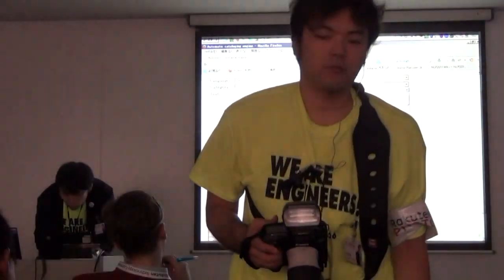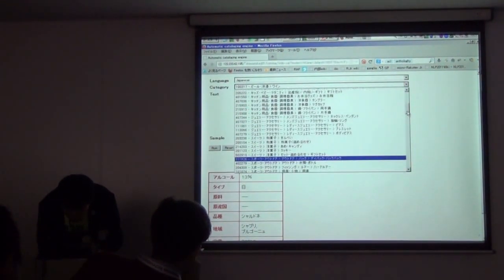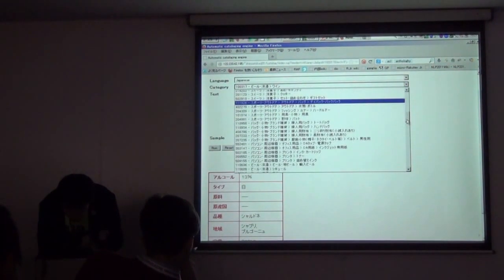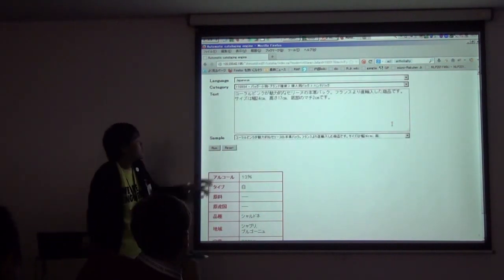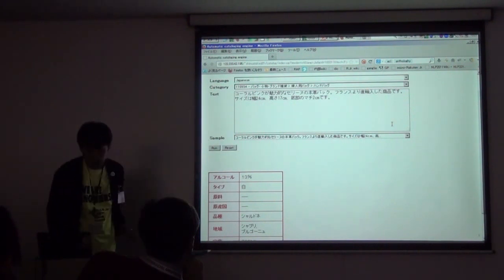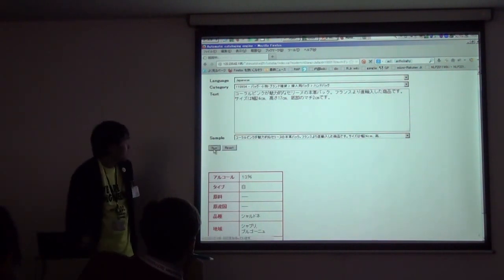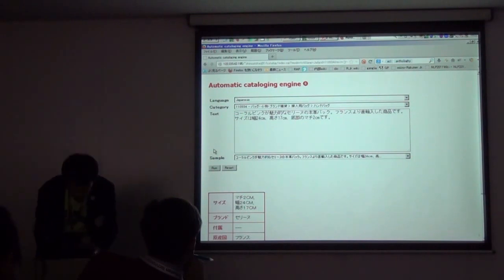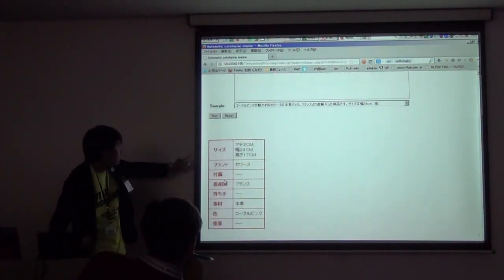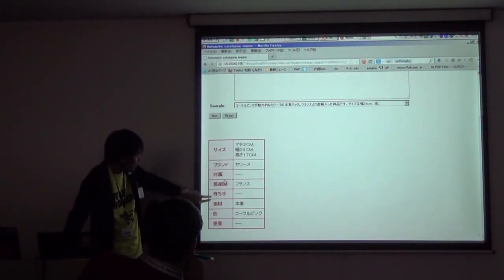So this is a list of categories. Our system can extract the product information. So this is a product description related to the handbag. The system extracts this product information. The size is like this, and the brand is Saline, and production area is France. The material is leather, and the color is pink.